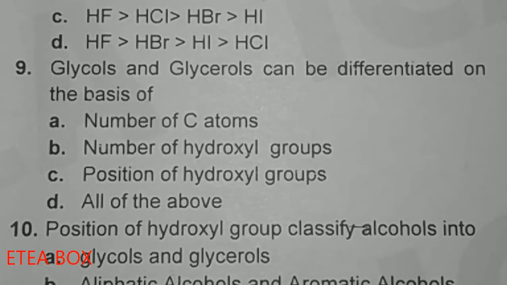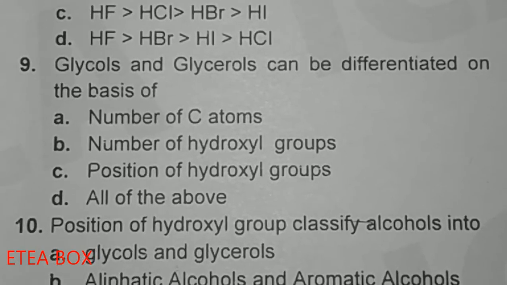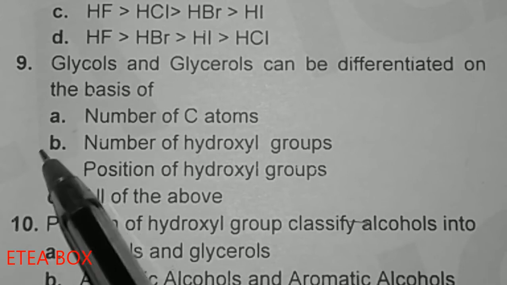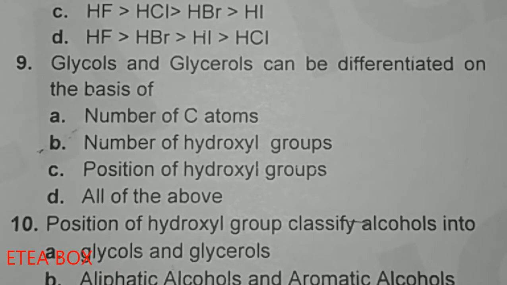Glycols and glycerol can be differentiated on the basis of the number of hydroxyl groups. Glycols have 2 hydroxyl groups, and glycerol has 3 hydroxyl groups. Okay, so option B is correct.